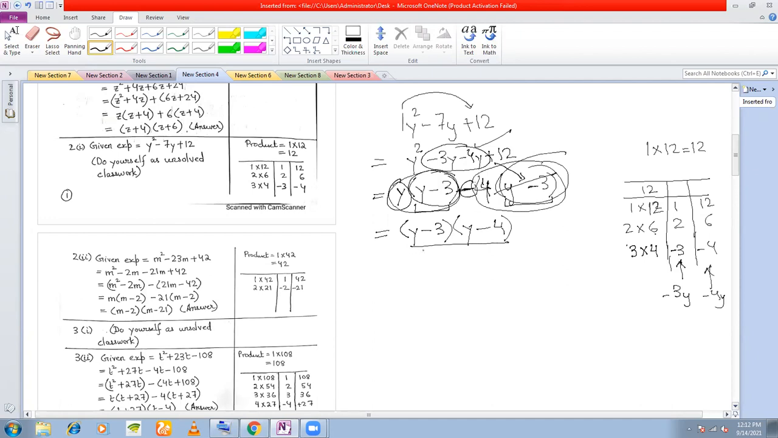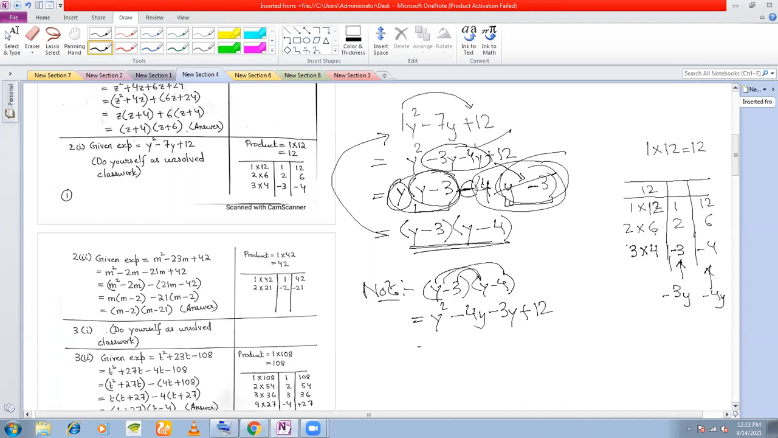If you are in doubt, what you can do is you can multiply these two and check whether you are getting this. In order to check whether you have got the correct answer or not, you know how to multiply two algebraic expressions. y into y, then minus 4y minus 3y, plus minus 3 into minus 4 will give you 12. So you're getting y square minus 7y plus 12. Are you getting this or not? Yes, sir. That means our answer is correct.